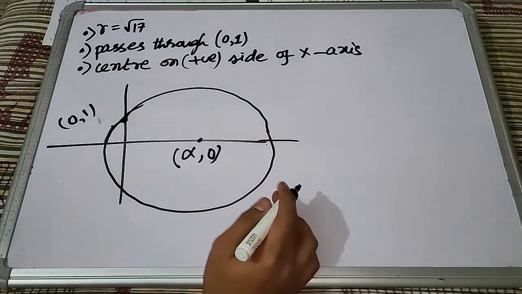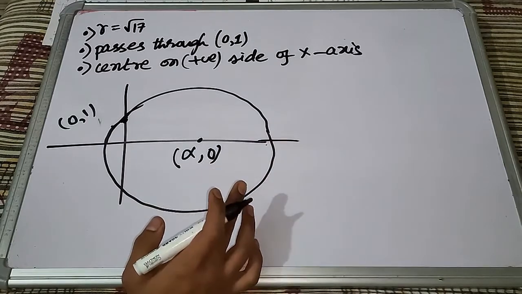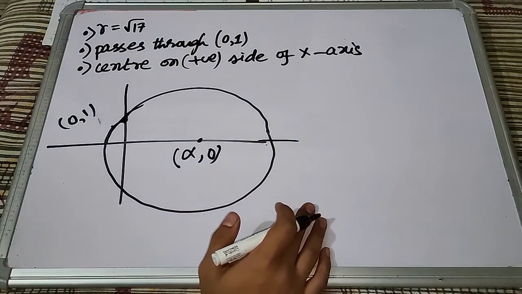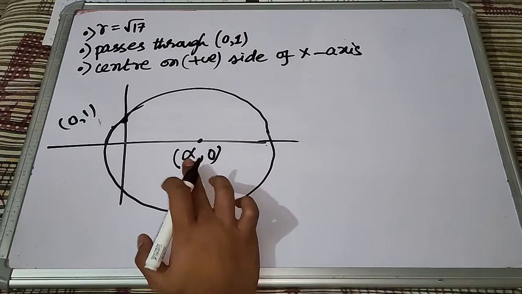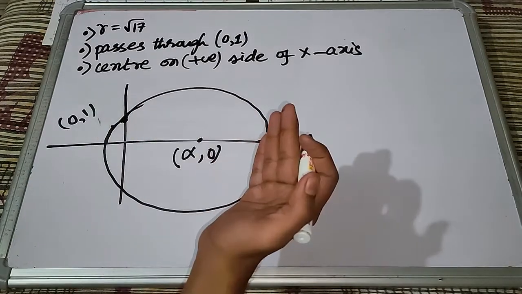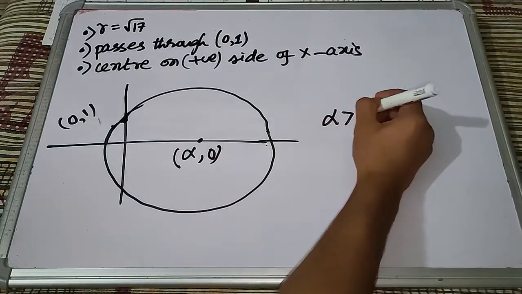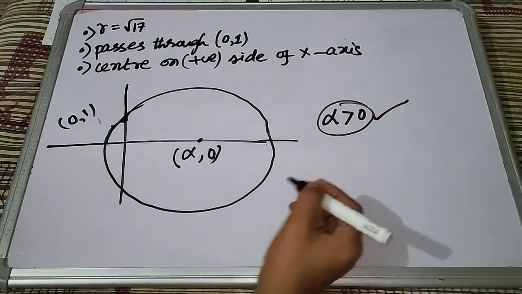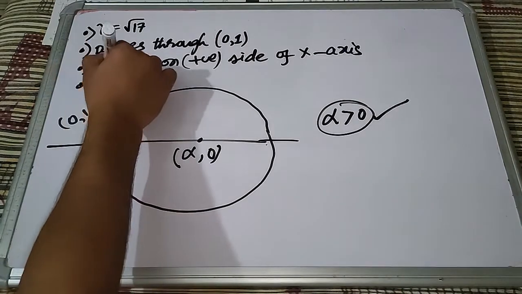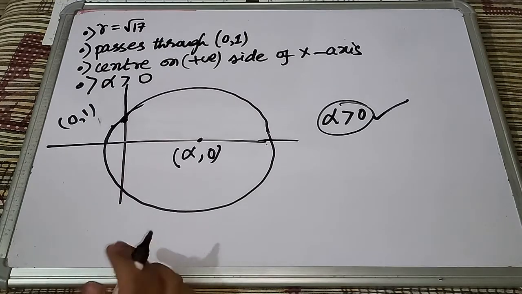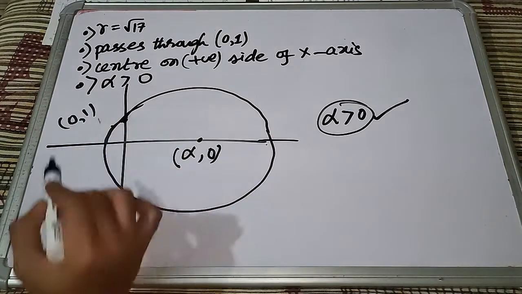As it is already defined that the center is on the x-axis, the y coordinate should be 0. That's why I have taken 0 over here. And as the center is on the positive side of the x-axis, another important point is that alpha should be more than 0, right? Therefore another key point we have got is that alpha is more than 0.